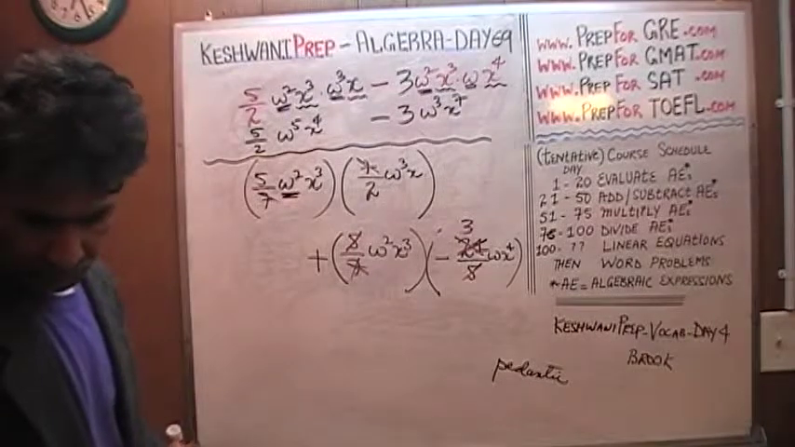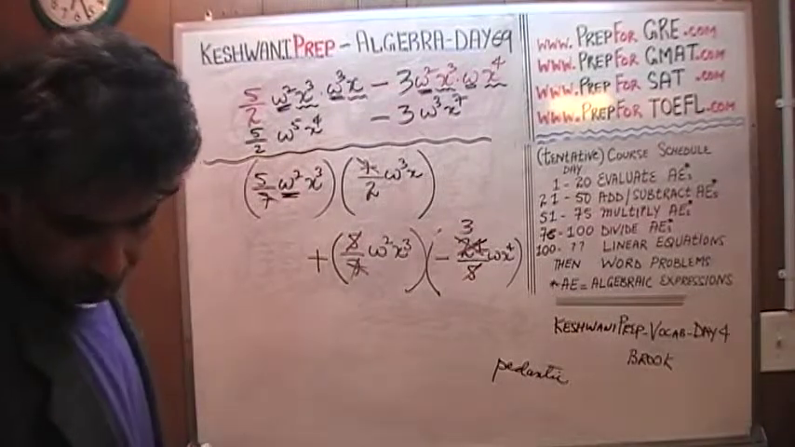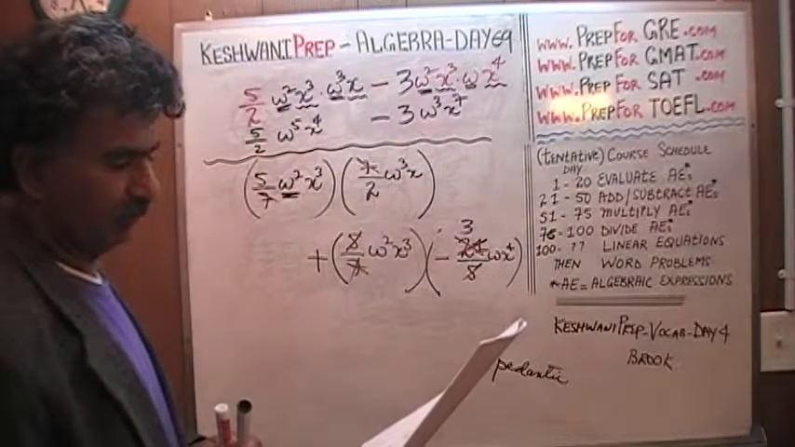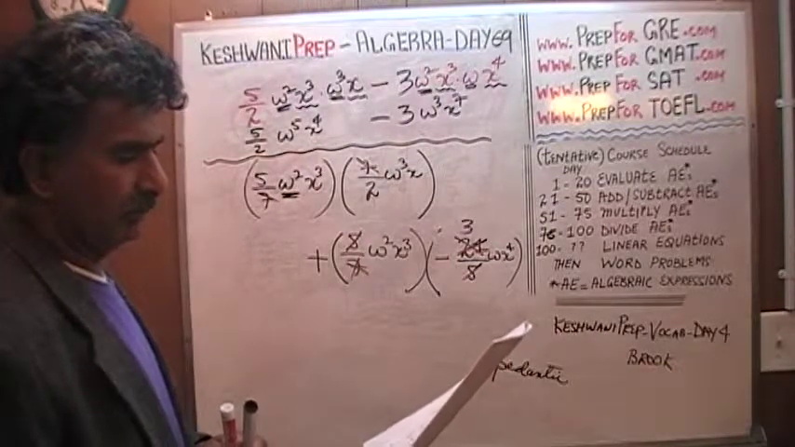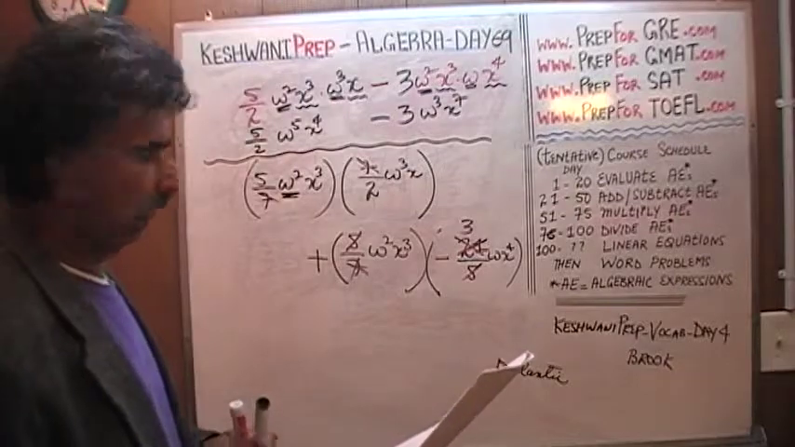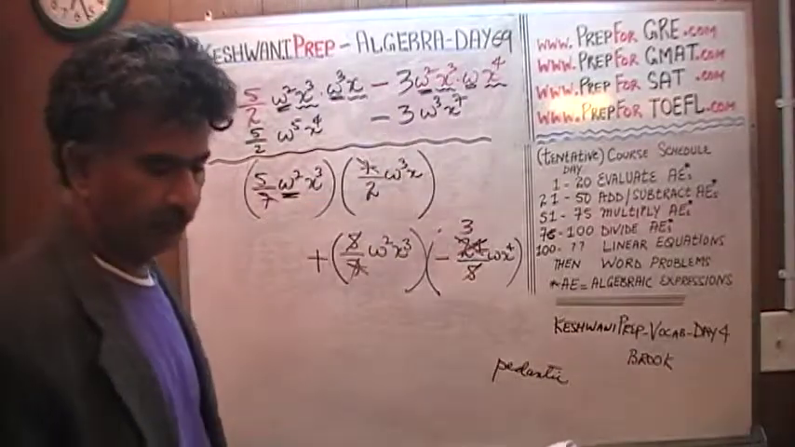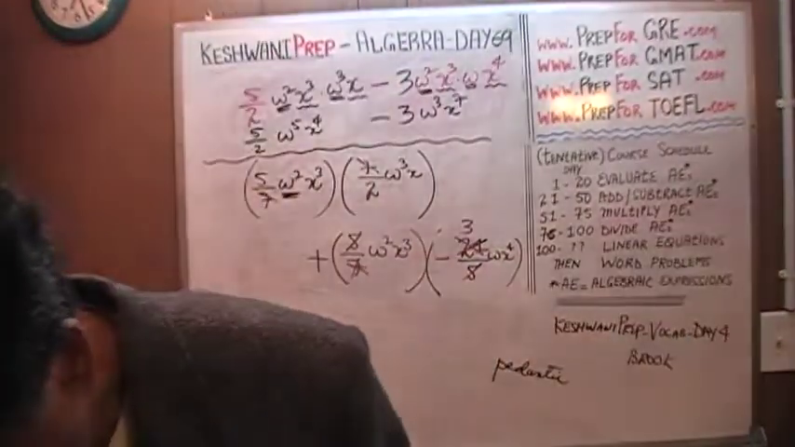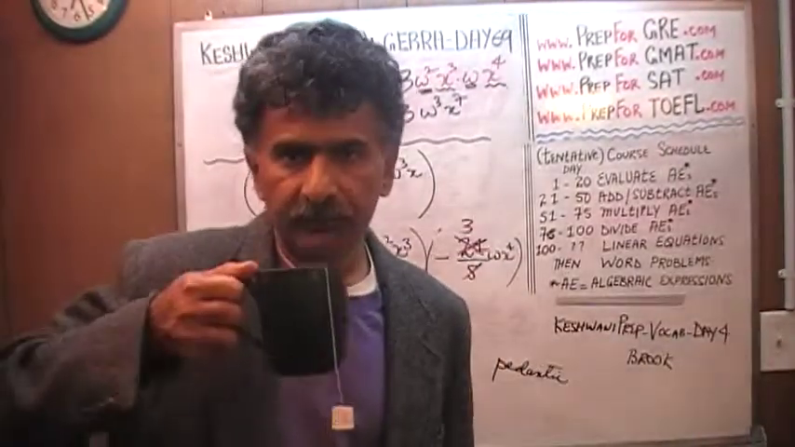Let me make sure that is what I have. 5 halves w to the 5th times x raised to the 4th power, minus 3 w cubed x to the 7th. That's it. That's your answer. And that was the end of that problem.